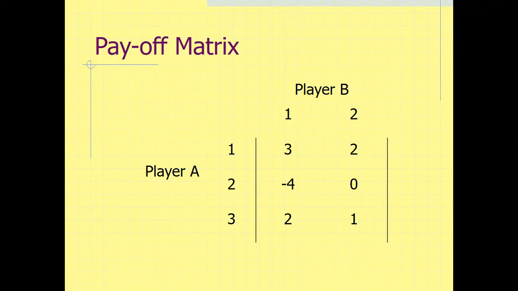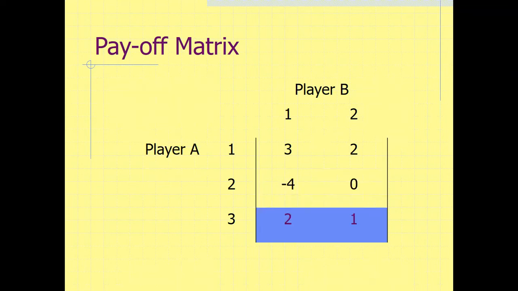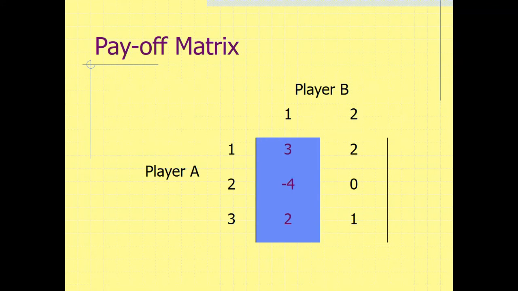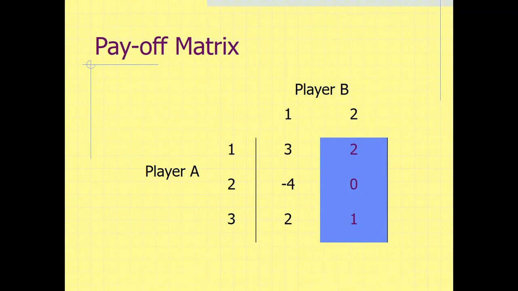This means that if player A chooses strategy 1, it is given by the first row of the table, and these are the values when player A chooses strategy 2. If player A chooses strategy 3, this can be done by selecting the third row. If player B chooses the first strategy, it is given by selecting the first column. If player B wants to choose strategy 2, it can be done by choosing column 2.